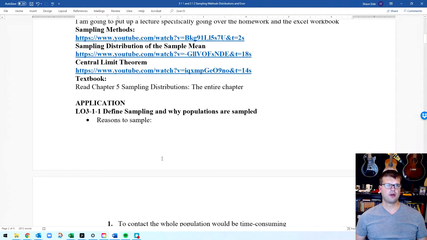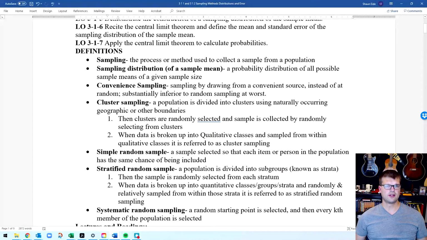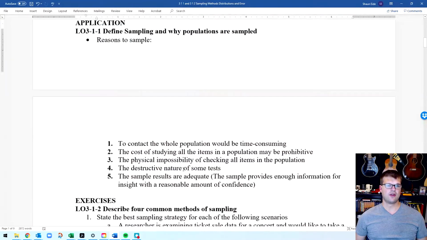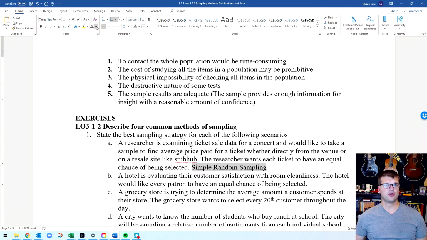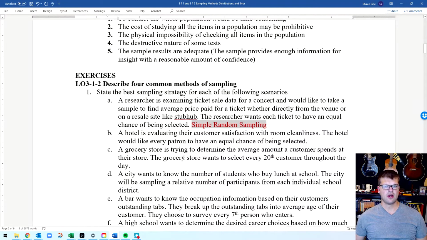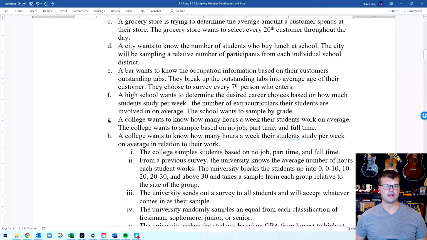So we're going to come back up here and we're going to look at these different ways to sample. So we've got convenience sampling, cluster, simple, stratified, and systematic. And looking at all of these, I'm just going to tell you, it says, okay, a sample selected so that each item or person in the population has the same chance of being included. And so that's what the answer is to the very first one. And so we're going to put simple random sampling. And then just go all the way down and you're going to put in all your answers all the way down. And so there is one very clear answer for each one.